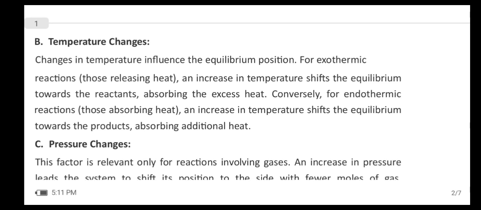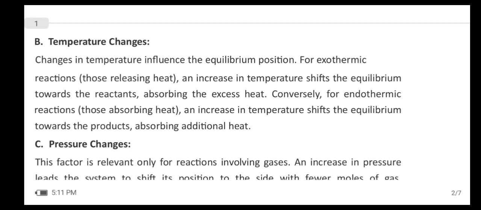We have B, temperature changes. Changes in temperature influence the equilibrium position. For exothermic reactions, those releasing heat, an increase in temperature shifts the equilibrium towards the reactants, which is left, absorbing the excess heat. Conversely, for endothermic reactions, those absorbing heat, an increase in temperature shifts the equilibrium towards the products, absorbing additional heat, which is going to the right.